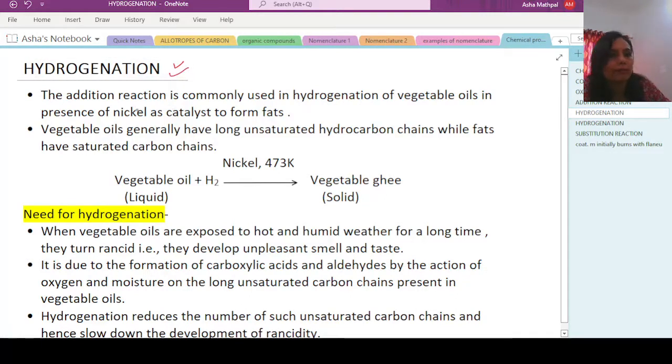So what happens? The addition reaction is commonly used in the hydrogenation of vegetable oils. See, vegetable oils are unsaturated hydrocarbons.